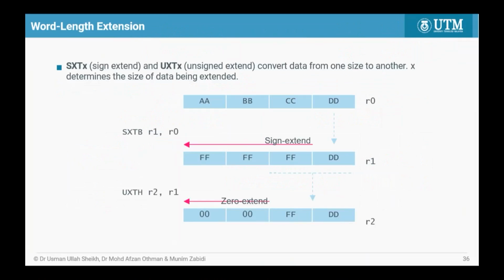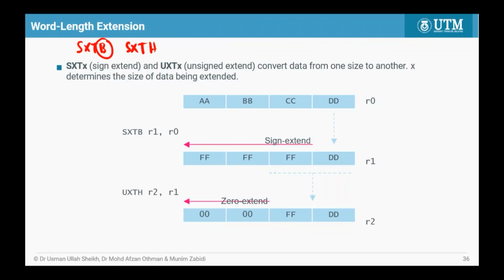Then we have another instruction, which is to extend a sign bit. Either you're going to do a sign extension or a 0 extension. We have a few instructions for bit extension. We call it SXTX, this is for the sign extend, and UXTX, this is for the unsigned extend. SXTX can be divided into two more: you will have SXTB and SXTH.